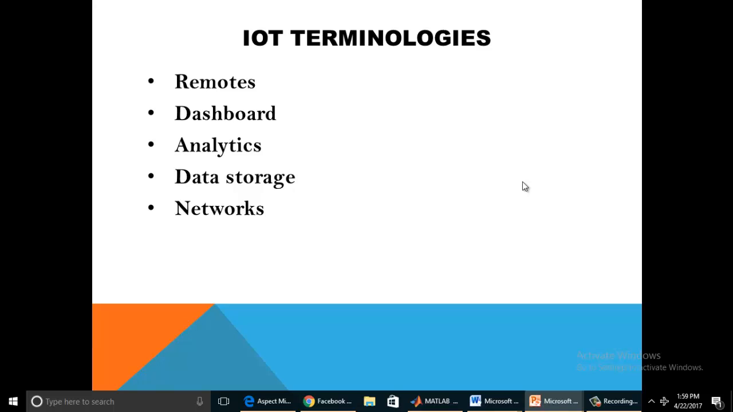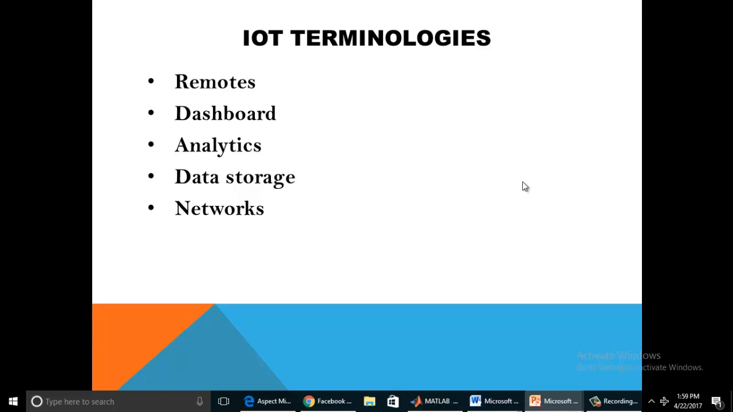The next thing is remotes. Remotes enable the entities that utilize Internet of Things devices to connect with and control them using a dashboard, such as a mobile application. They include smartphones, tablets, PCs, smartwatches, connected TVs, and non-traditional remotes. The next thing is the dashboard. The dashboard displays information about the Internet of Things ecosystem to users and enables them to control their Internet of Things ecosystem. It is generally housed on a remote.